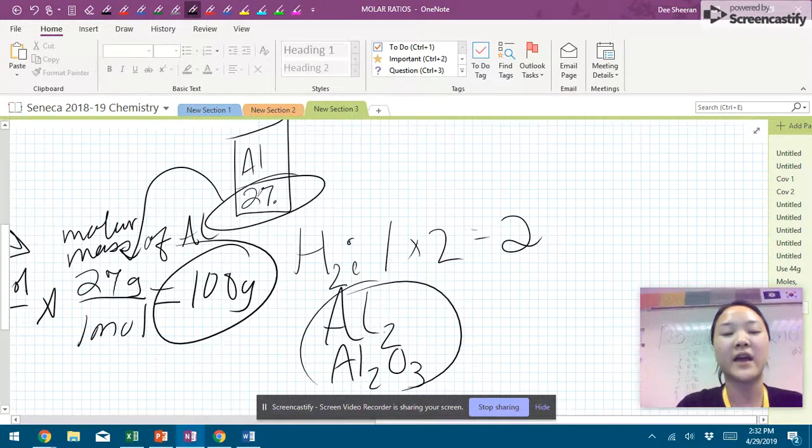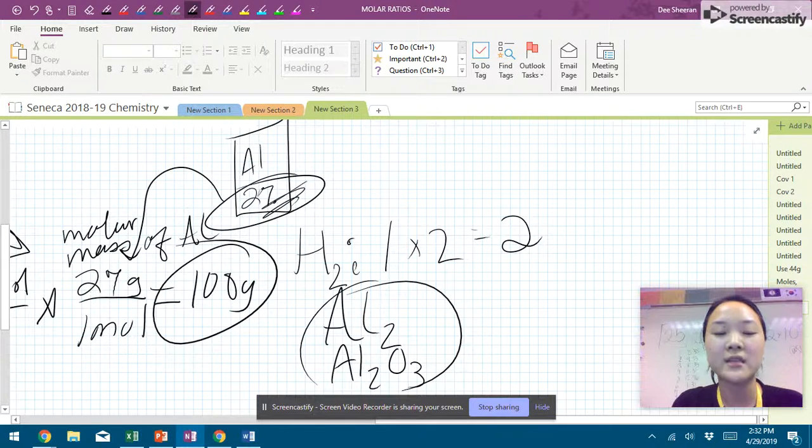So in this case, I have 2 Als, so you have to multiply 27 for the Al up here times 2 to get your molar mass. And then down here, you'd have to multiply it by 2 as well, but then add it to whatever the molar mass of O3 is. So that would be 16 times 3, as I got 16 from the periodic table and 3 from right here.